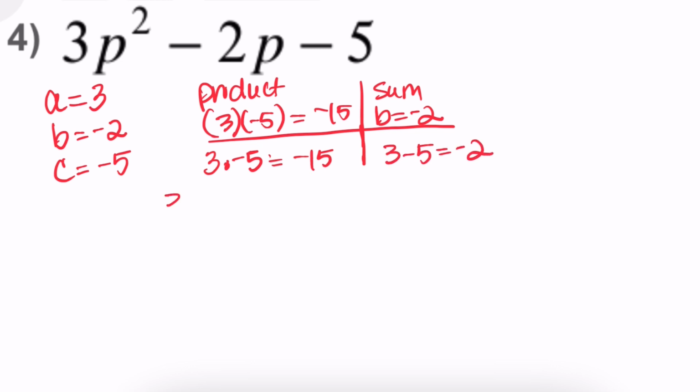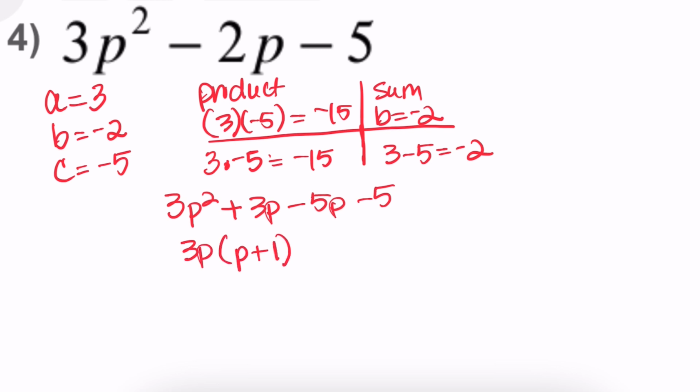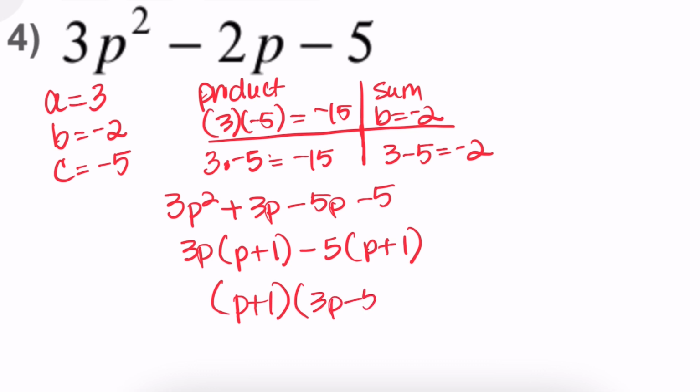And so we have 3p squared plus 3p minus 5p minus 5. So the first two terms, factor out a 3p, and you're left with p plus 1. And then last two terms, factor out a negative 5, and you're left with p plus 1. And so you go to your answer, p plus 1 times 3p minus 5.